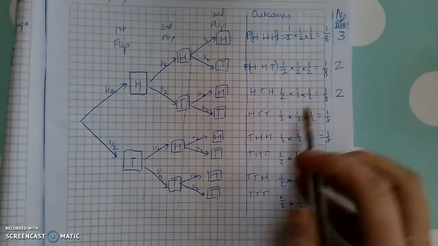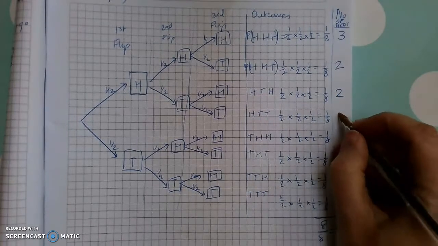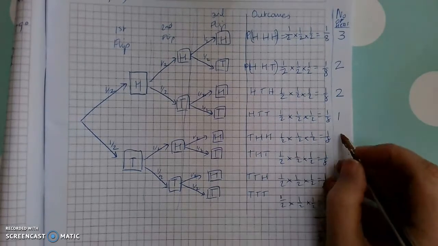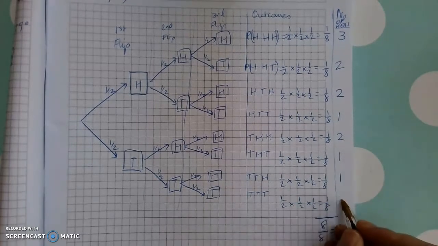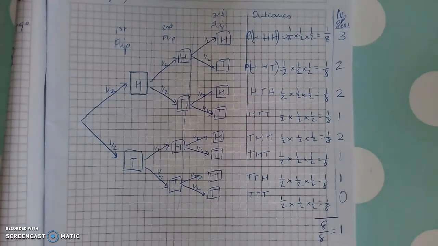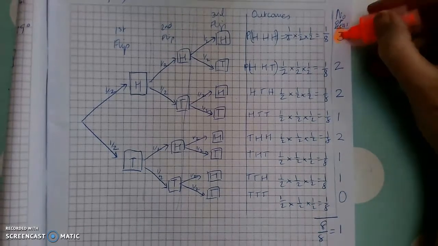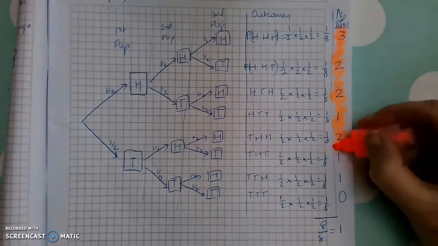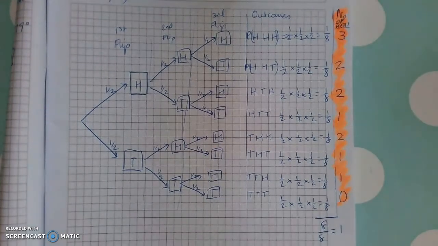How many heads are here? There's 2. How many heads are here? HTH, 2. How many heads are here? 1. Then 2, 1, 1, and 0. So that was the answer to the first part. You had to fill in all the numbers over here, how many heads there are. I'm going to have a look now and see what else I have to do.